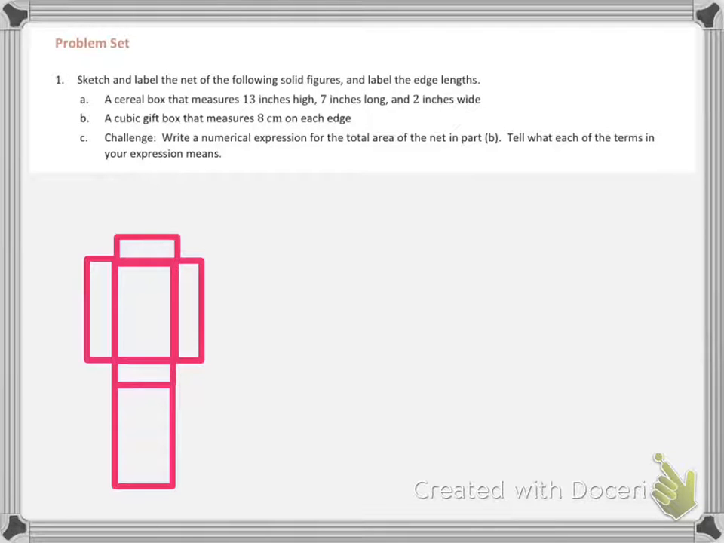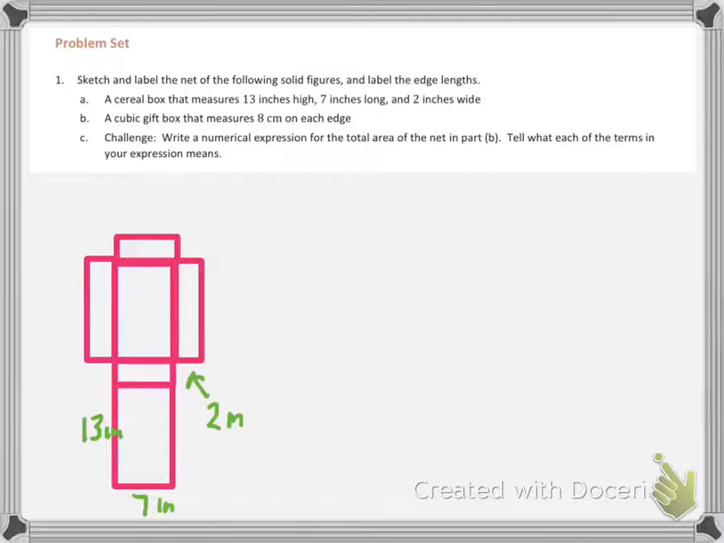So I've got 13 inches tall, and that's 7 inches long, and then each of these small areas here are going to be 2 inches. Okay, so there's our net, and that's part A, cereal box. Okay, next, part B is a cubic gift box, and let's see, I want a different color here. How about that? Okay, so cubic gift box.